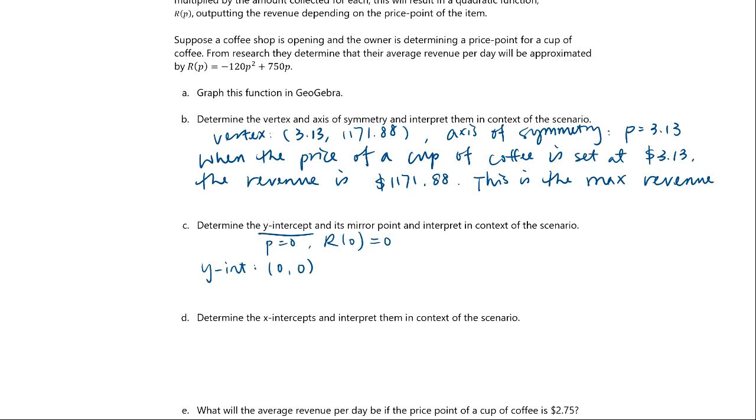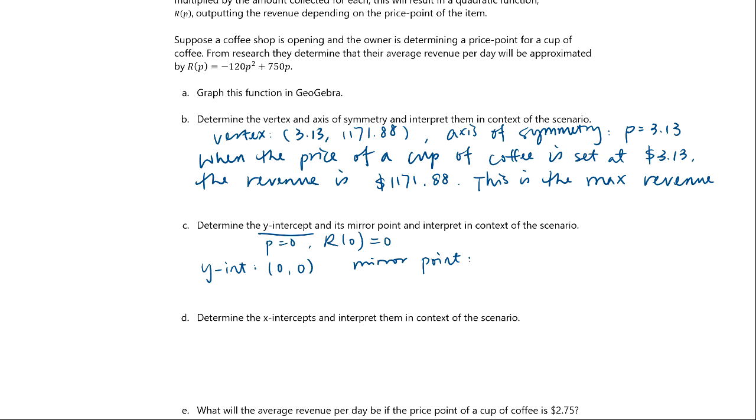And we can say for that particular point, that tells us when the price of a cup of coffee is $0, your revenue would be $0. And it makes sense, right, in our scenario. It sounds a little trivial and obvious, but if you think about what this represents, it's consistent with our description of what's happening. And think about the mirror point of this. Might be a little bit more interesting.